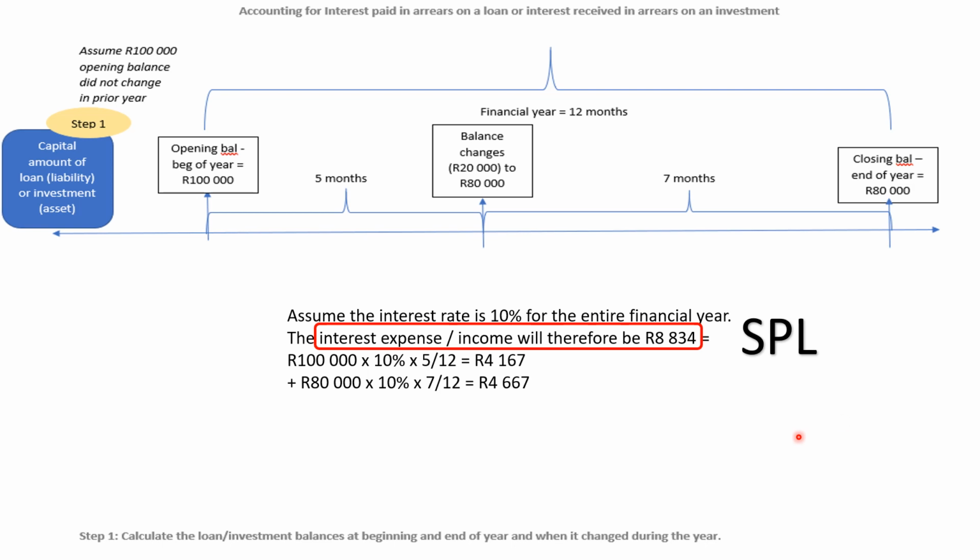And that amount of interest that you saw in the general ledger account is the same as the amount that we already calculated earlier on when we did step 1. We calculated the 8834, that's your interest expense for the year.